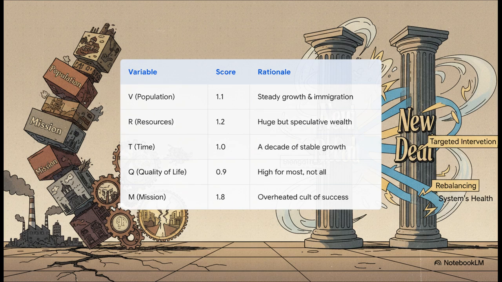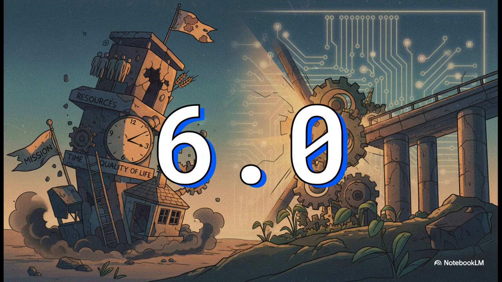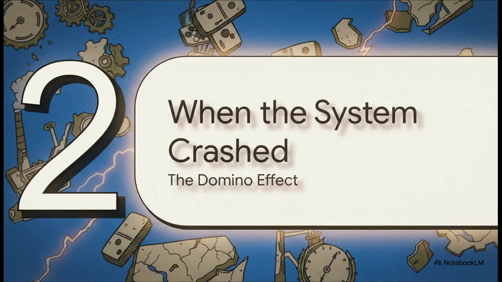The American belief in itself had turned into this overheated, totally unsustainable cult of endless success. And this right here shows you the core of the problem. You add all those numbers up, and you get a 6.0. The system wasn't just healthy, it was overloaded. It was dangerously out of balance, like a tire pumped with way, way too much air. It was just waiting to pop. And when a system is stretched that thin, it doesn't take much to bring the whole thing crashing down.